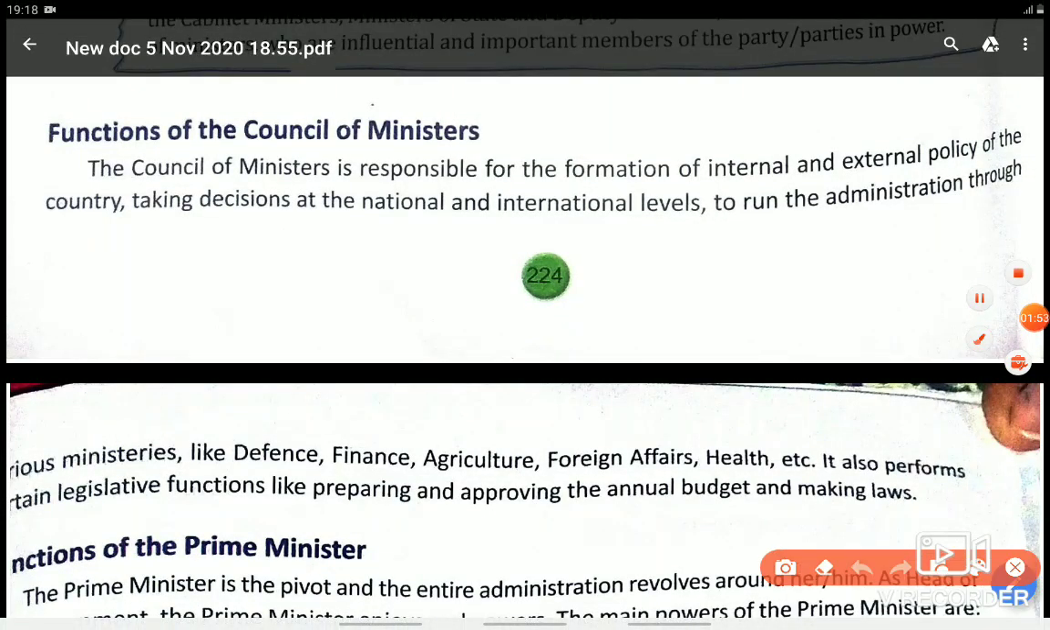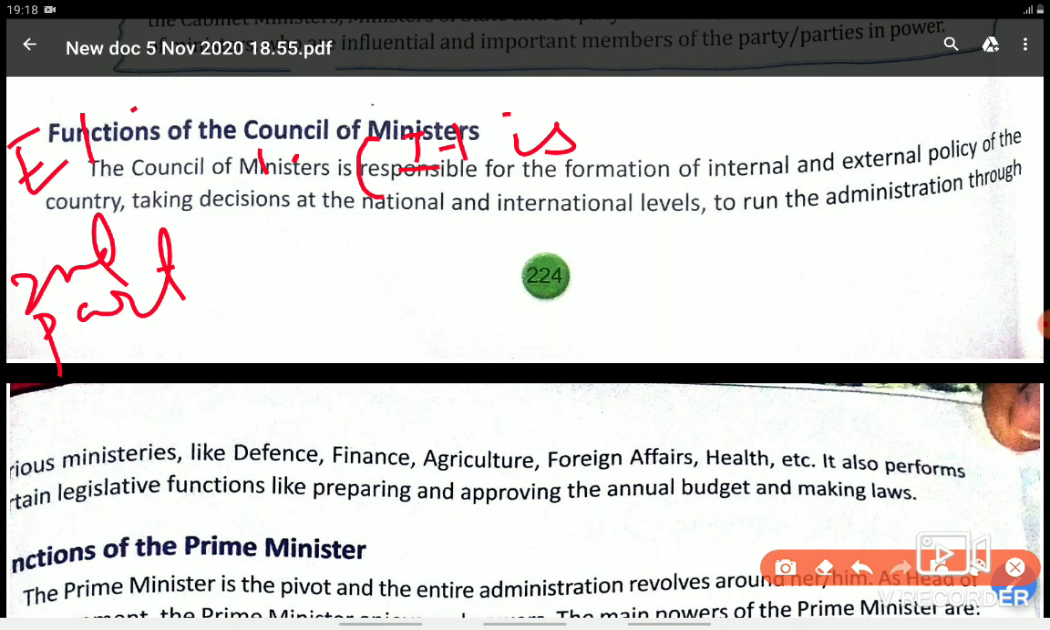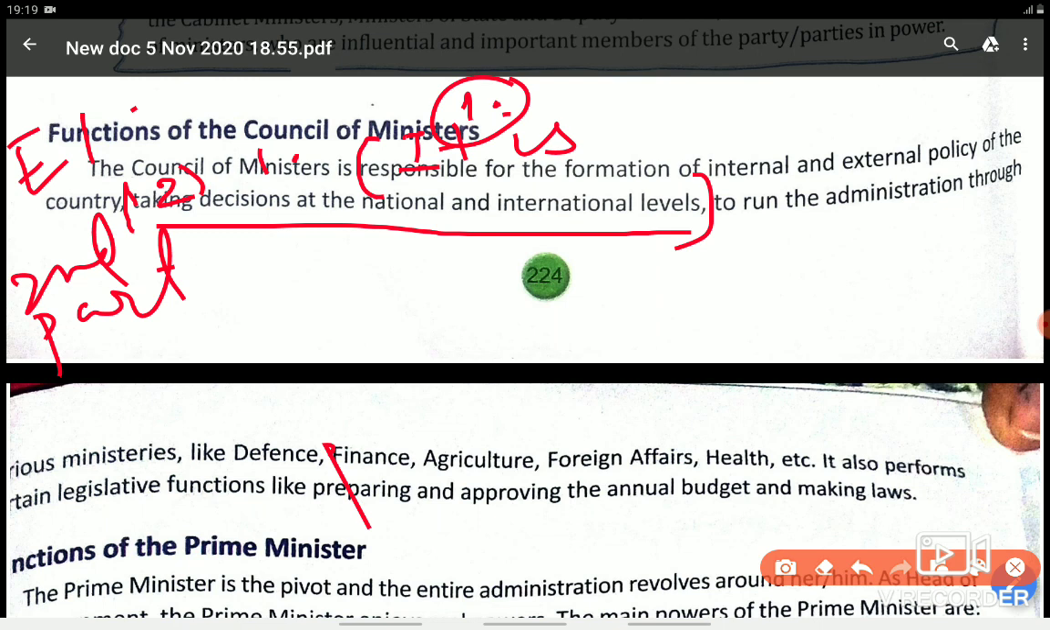First point you will write, it is responsible, this is for E1, second part. It is responsible for the formation of internal and external policy of the country. This is your first point. Second point, takes decision at the international and national levels. Next is to run the administration through various ministers. Fourth point you will write, it also performs legislative functions like preparing and approving the annual budget and making laws.